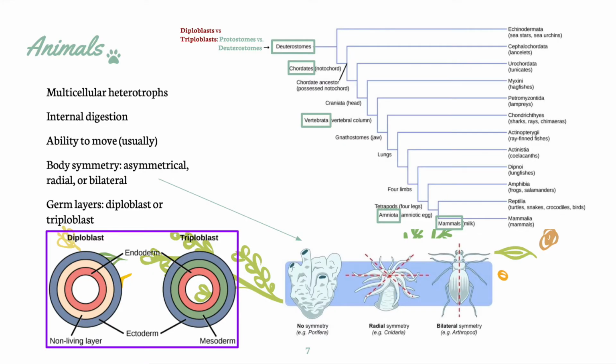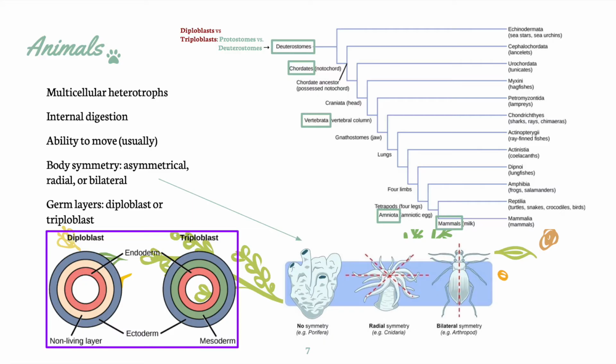Moving on to animals, what makes animals so special? Well, animals are incredibly diverse and have the characteristics of being multicellular heterotrophs, and they have internal digestion and typically the ability to move. Animals are thought to originate from choanoflagellates, which share similarities with sponges, which are simple animals. When we distinguish animals, we can look at several features, including body symmetry and germ layers. Looking at body symmetry, animals can be asymmetrical with no symmetry, radially symmetrical with symmetry in every plane, and bilaterally symmetrical with symmetry only in one plane, like left and right.